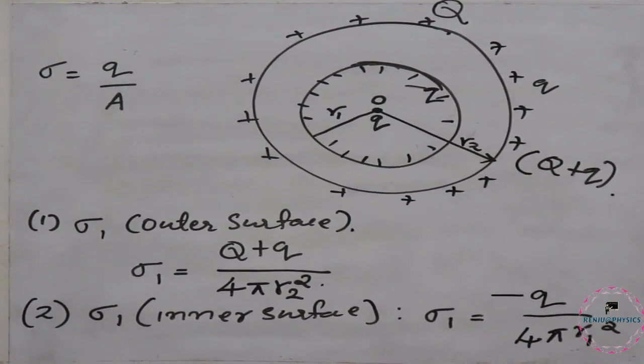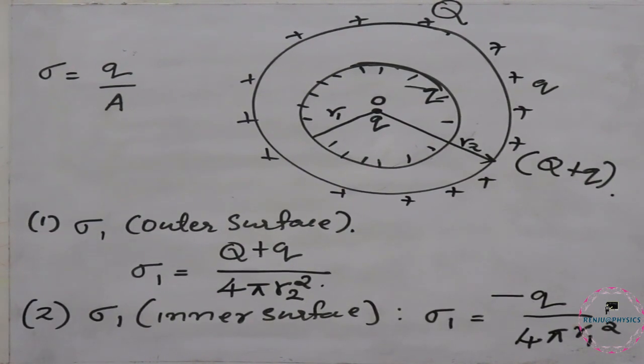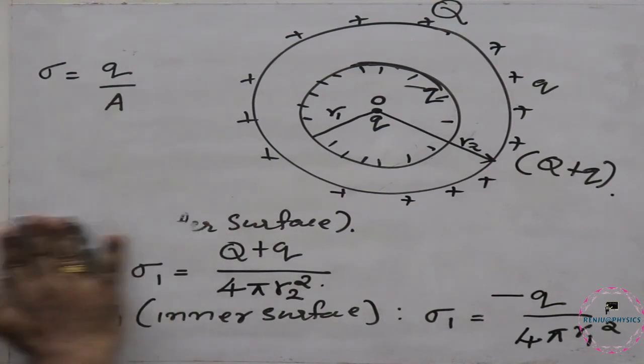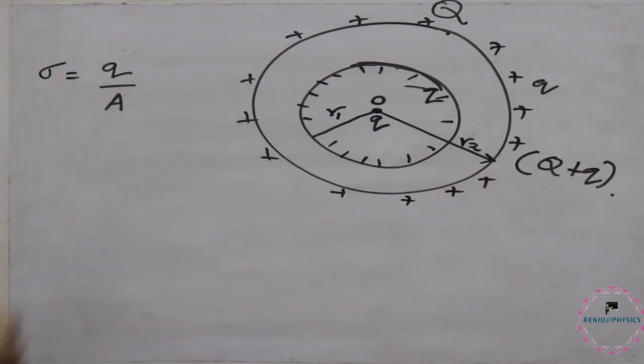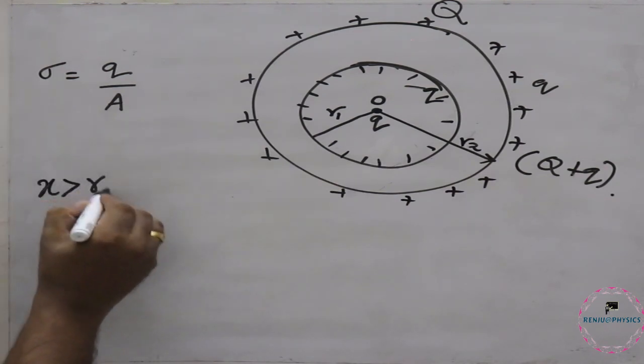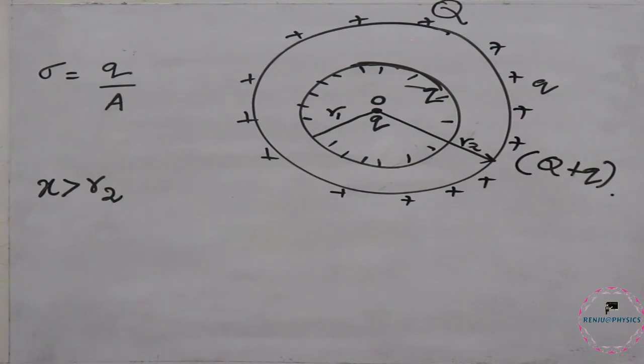Then in the second part of this question, we have to write an expression for the electric field at a point x greater than r2. That means we are considering a point outside the spherical shell. Then what will be the electric field? That is what is being asked. So we know the general equation for finding the electric field at a point due to a spherical shell.